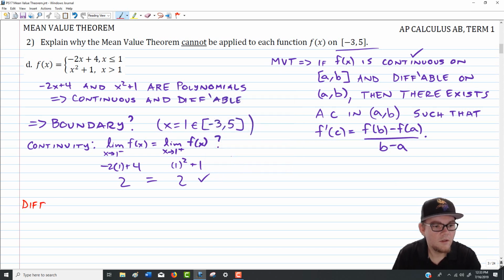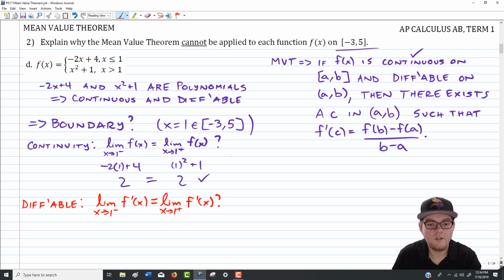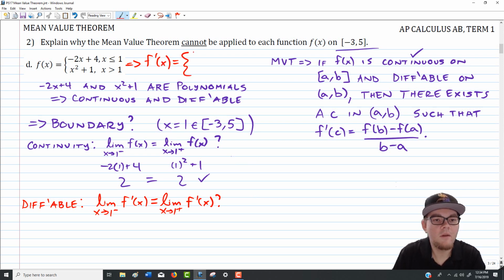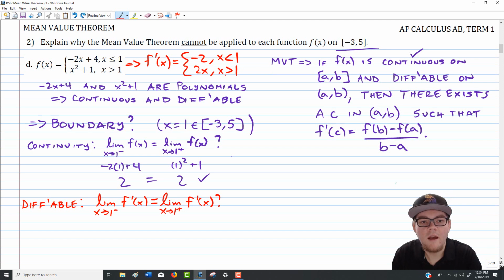So let's go differentiable. And again, I'm just writing diffable because, I don't know, I'm lazy. So from here, what we want to check is the left-hand limit of the derivative and whether or not it's equal to the right-hand limit of the derivative. So we're questioning that fact. So in here, it's worth pointing out, we didn't calculate it earlier, f prime of x is not difficult to find. f prime of x is going to be -2 when x is less than 1, and it's going to be just 2x when x is greater than 1, with the ability to have an or equal to sign determined based on our work here.